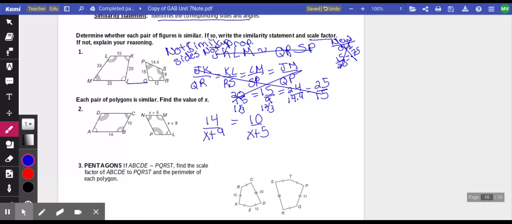And now I solve that by cross multiplying. So that's 14x plus 70 equals 10x plus 90. That's 4x equals 20, x equals 5.